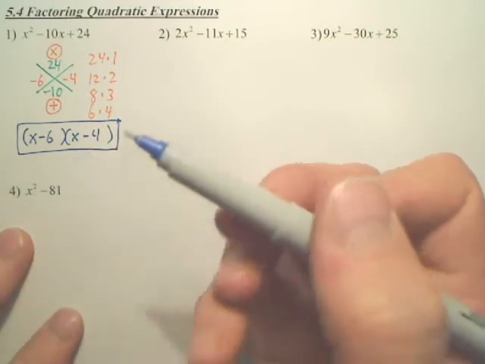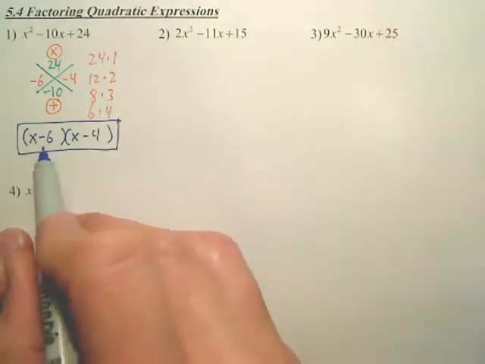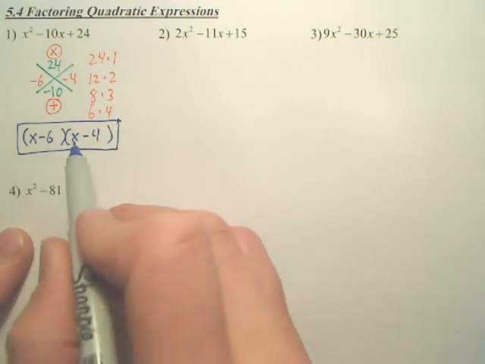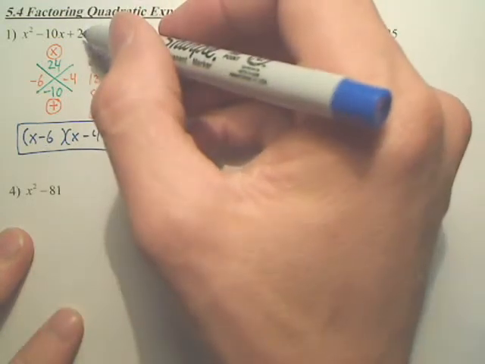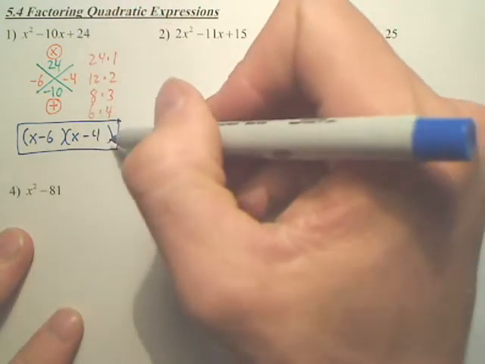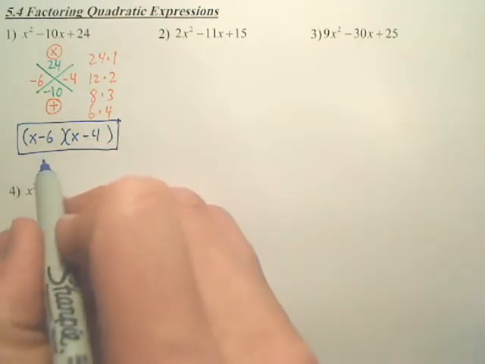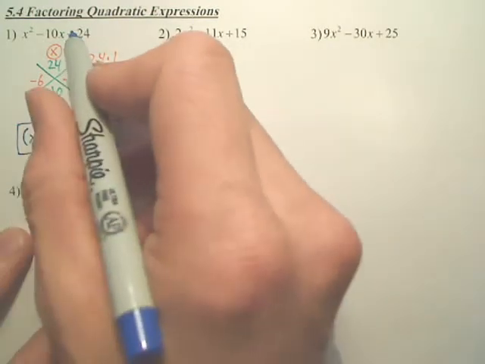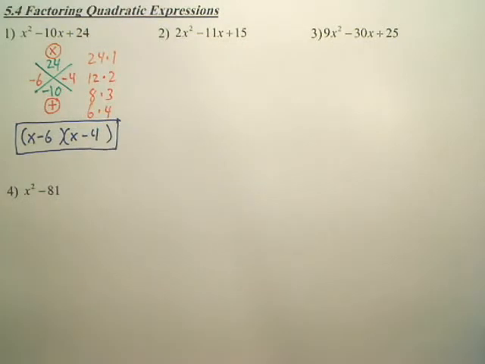Again, what does all this mean? If I was to FOIL this, I would get this answer. And from here to here, it's called factoring. Again, if I was to FOIL, you'd get this. Okay, that was an easy type of problem.